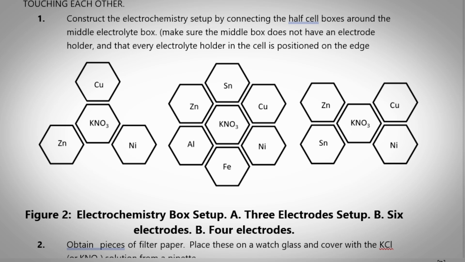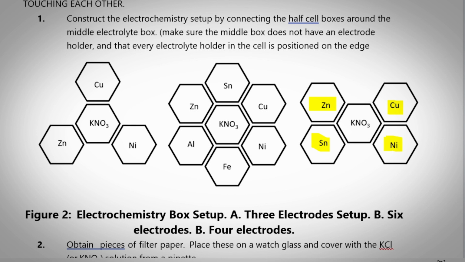But let's get started. For this lab, you're gonna set up electrochemical cells as discussed in the intro. Now, the way you set them up is going to be based on these hexagonal boxes that you have in your kit. And it will depend on how many electrodes you have and which electrodes you have. So if you have 4 electrodes, which most of you will, you can have like, oh, I have zinc, I have tin, I have copper, I have nickel, and that will be your electrodes.